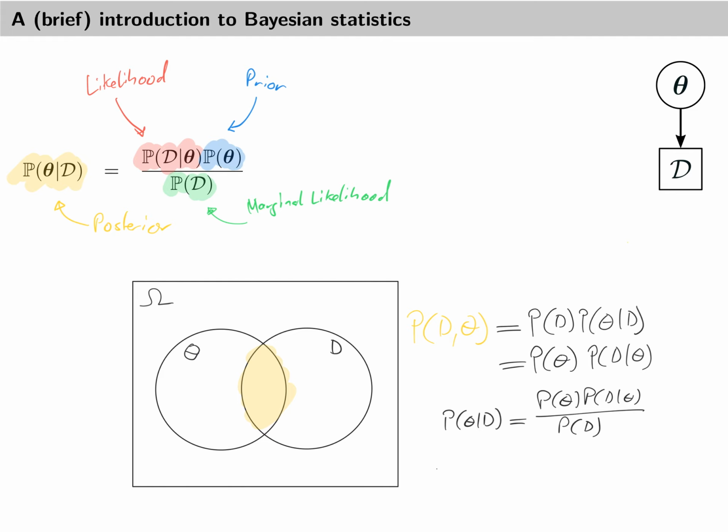Obviously, if the data does not contain any information about the parameter, that is, if the likelihood is the same for every parameter vector theta, or we say independent of theta, then the posterior distribution is just the same as the prior distribution. That is, we have not changed our current knowledge about the parameter vector theta. If the data, however, contains a lot of information about the parameter vector theta, then we are of course very willing to change our current knowledge. In that case, the posterior distribution might look very different from the prior distribution.